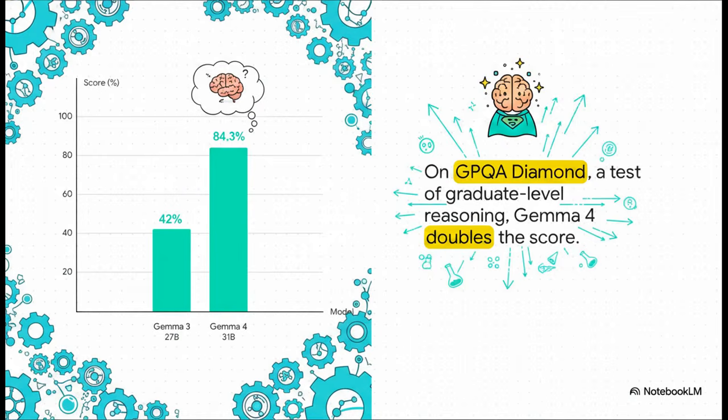Just look at this. On a benchmark called GPQA Diamond, which is basically testing graduate-level science smarts, Gemma 3 got a pretty good score, 42%. But Gemma 4, it gets 84.3%. It doubled the score. That is insane. This isn't just a little better. This is a whole different level of thinking.